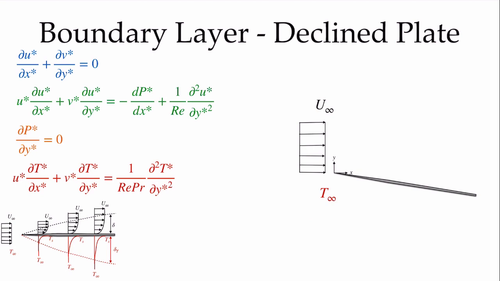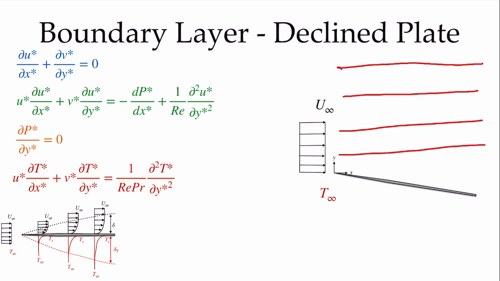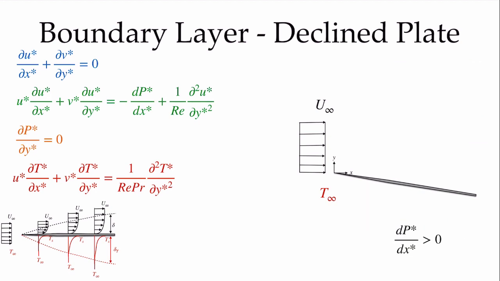The opposite occurs if we have a declined plate. Again, we can go through the same process, drawing our streamlines, and we can clearly see that we have a flow deceleration here. Again, away from the flow in the inviscid core, we can apply Bernoulli's equation and see that if the velocity is decreasing, the pressure is increasing. Again, I have no pressure gradient inside the boundary layer, and therefore, if I draw my points down from my inviscid core and draw a P1 and a P2, I can clearly see that P1 has to be less than P2, or my pressure gradient is positive in my declined plate.